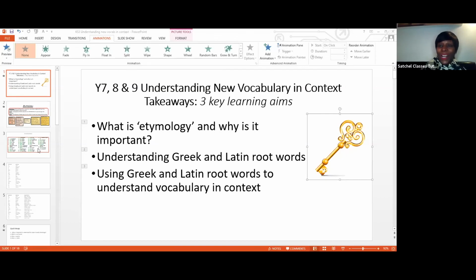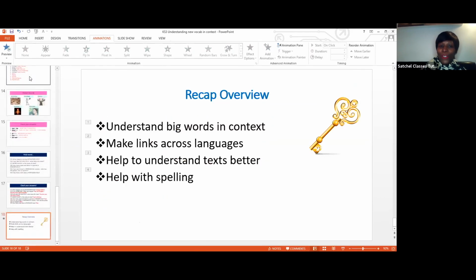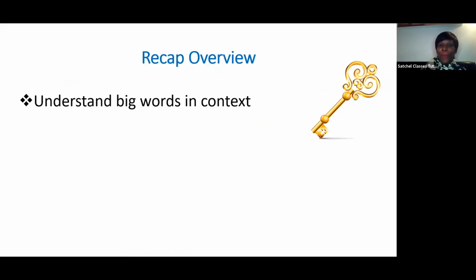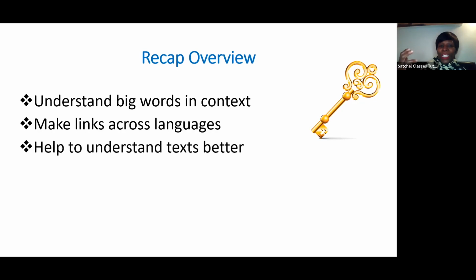So I hope that that helped you. I hope that that really helped you to understand a little bit about Greek and Roman roots. I hope that it helped you to feel that you could understand big words in context. I hope that you understand that you can make links across languages, obviously particularly Latin languages, like Spanish and French. I hope you can start seeing that it's going to help you to understand texts better, and that it will even help you with your spelling. I hope that that helped you to gain confidence with understanding large words.